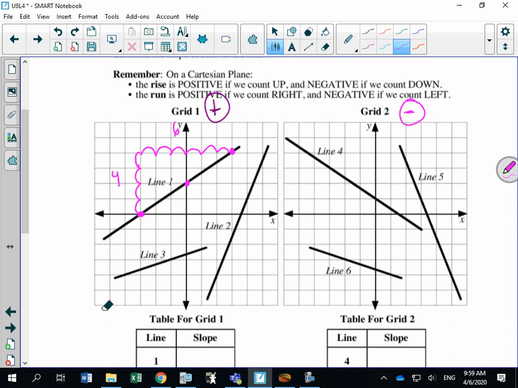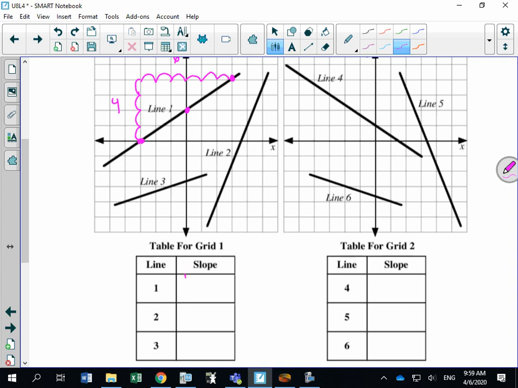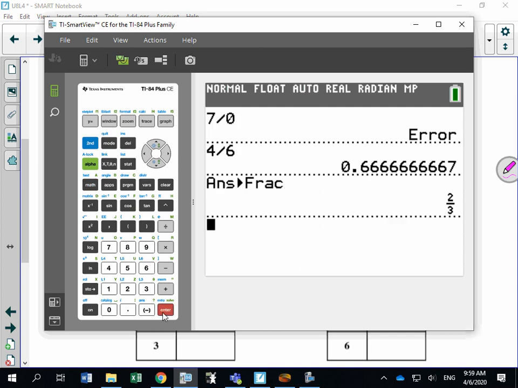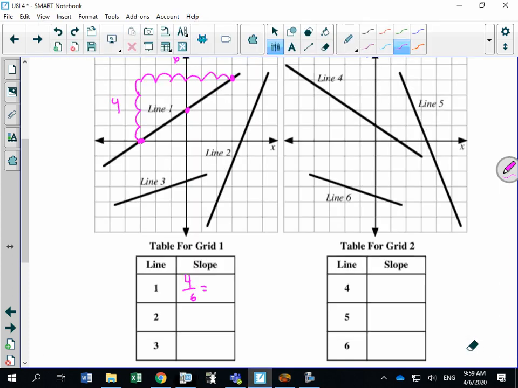Okay, so 4 over 6 is my slope, but we always have to reduce it. So 4 over 6, if you type that in on your calculator, and then if you did math one fraction, that's going to reduce to 2/3. Okay? And I'll show you. So the actual answer is the slope is 2/3.